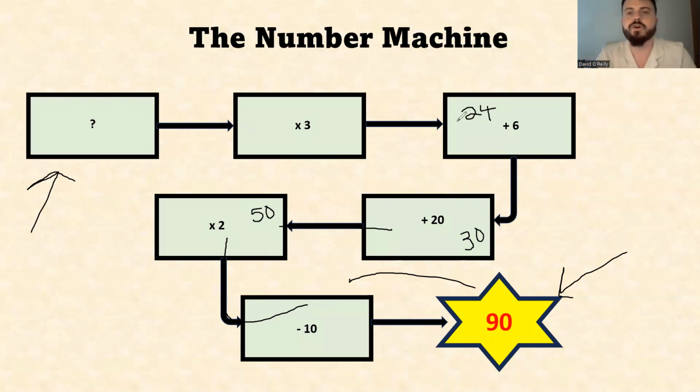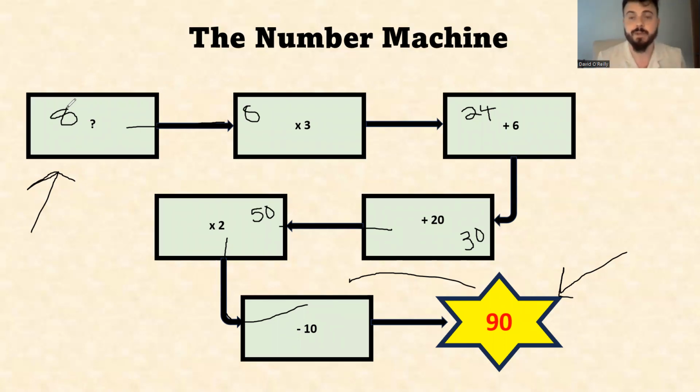All right, 24 goes through the machine. It lands here. We divide by 3. 24 divided by 3 is 8. So if we go back to the start of the machine, 8 must be the number that we put into the machine. And do you know what we should always do if we've got the time?